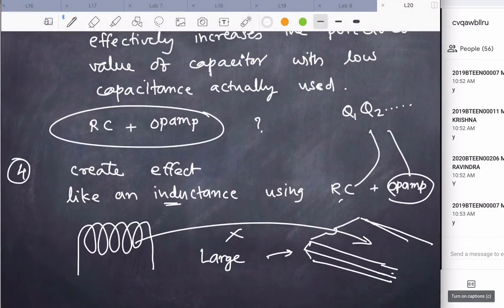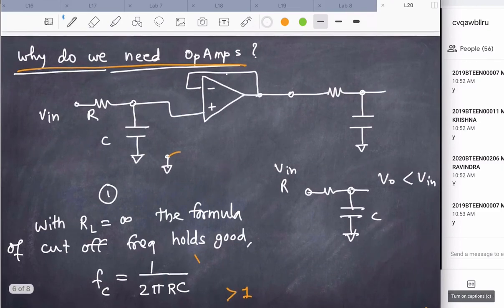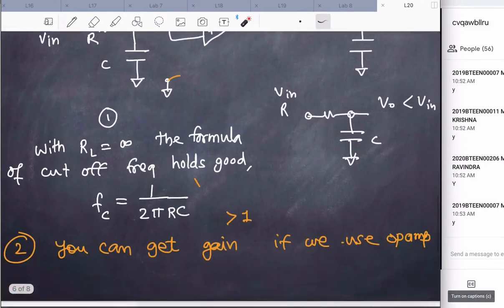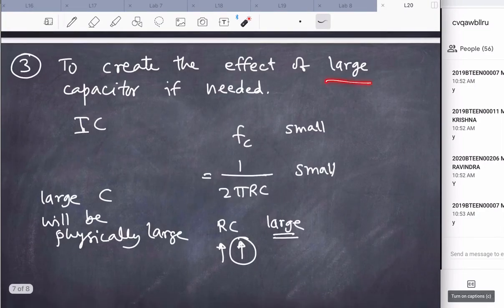So, let us go through the advantages of op amp. How much time do we have? Okay, 10 minutes. So, the first advantage of op amp is to avoid loading. Second advantage is that you can get some gain if required. You can invert the signal, you can have gain less than 1, more than 1, whatever you require. Then you can create the effect of a large capacitance by using a small physical capacitance, but the op amp should be used.